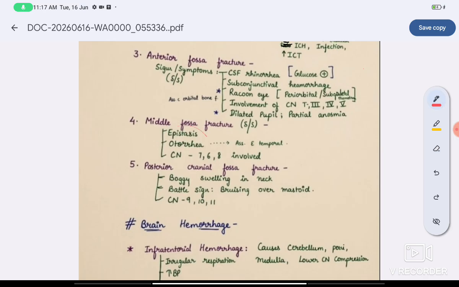Next, moving to the middle cranial fossa fracture. It includes epistaxis again, that is bleeding through the nose. Then it includes otorrhea. Otorrhea means CSF escapes through the ear cavity. It is associated with temporal bone fracture, very important.